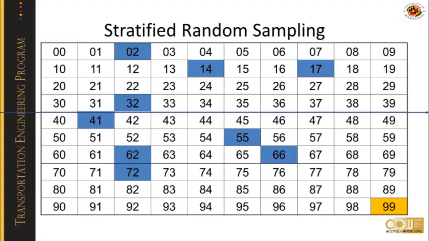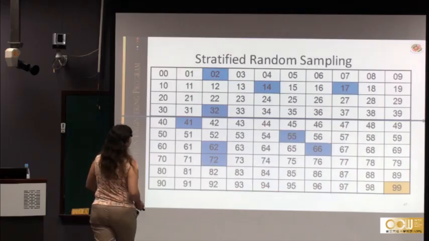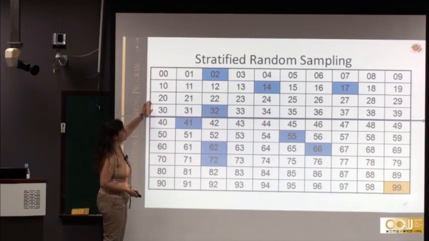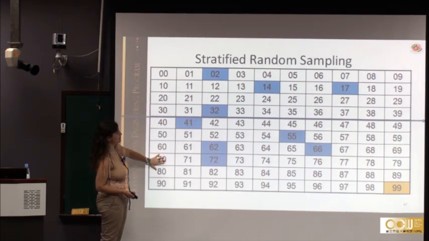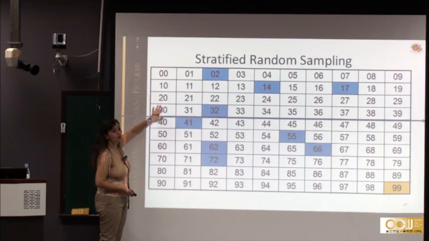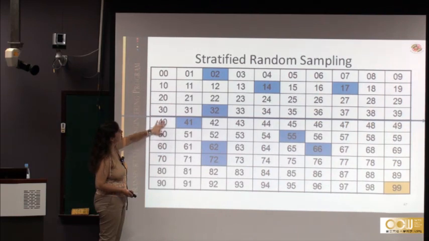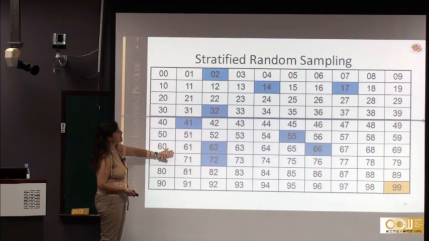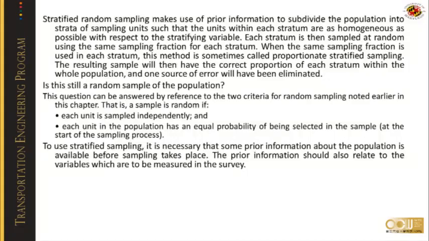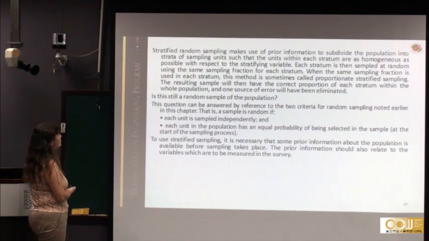This is stratified random sampling. For example, suppose that you know that these people are male and these are female, and so you want to draw from the strata. So you draw from the male and the female randomly. So in order to have a stratified random sampling, you need to have prior information of the population, and you need to know how many units are in each stratum.